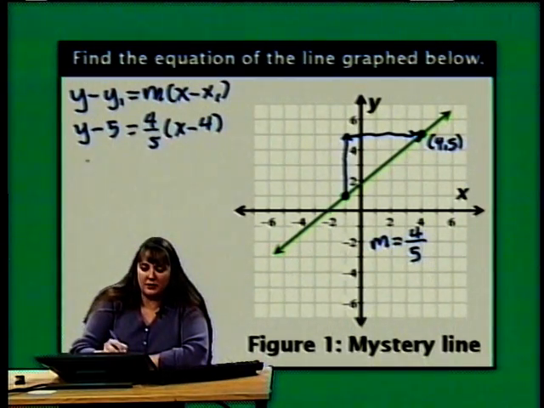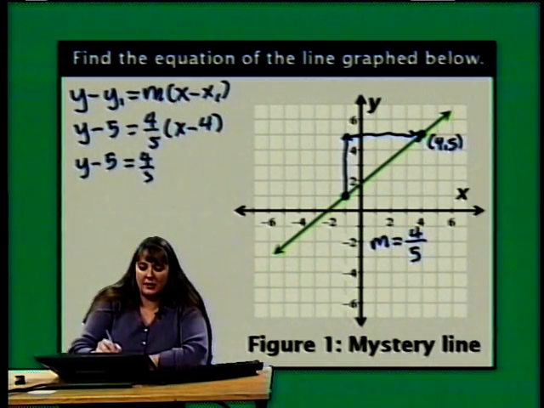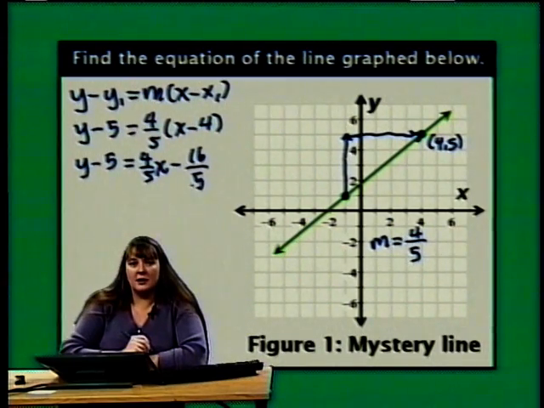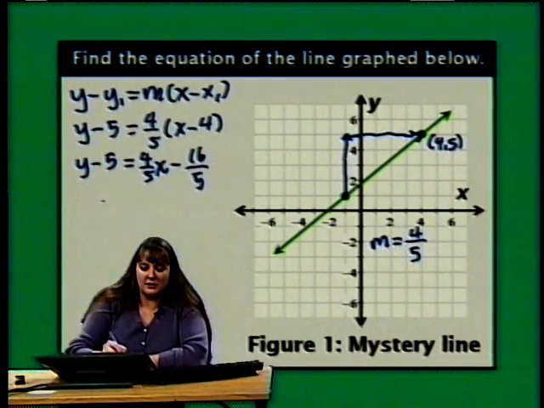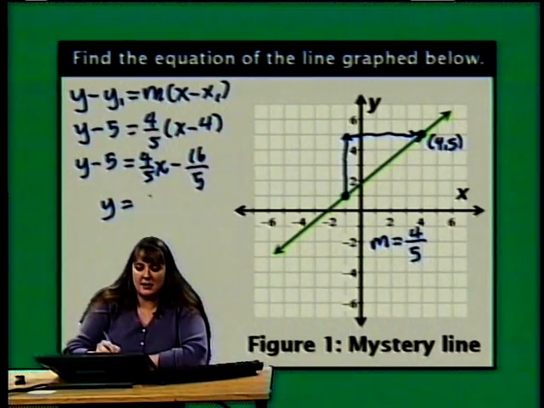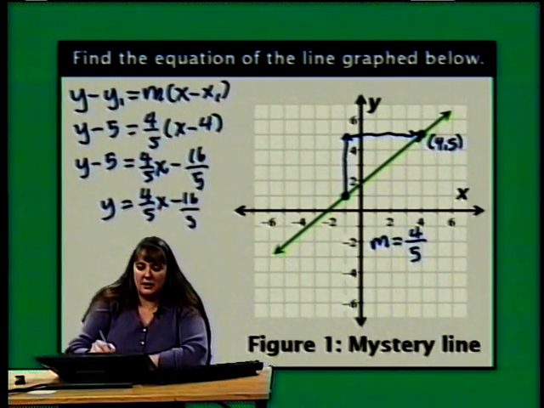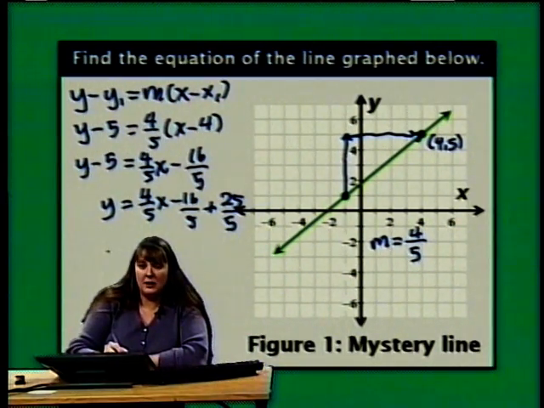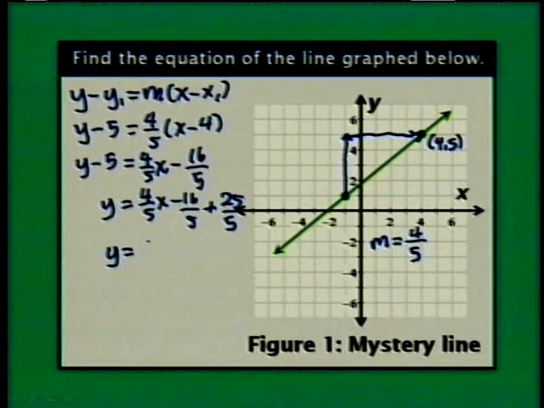I'm going to distribute the 4/5. So I have y minus 5 equals 4/5 x minus 16/5. And then I'm going to add 5 to both sides of the equation to isolate y. So that would give me y equals 4/5 x minus 16/5, and I'm adding 5, but I'm going to add it in the form 25/5 so that I have a common denominator. So simplifying, I have y equals 4/5 x plus 9/5.